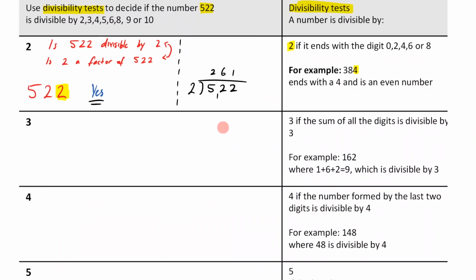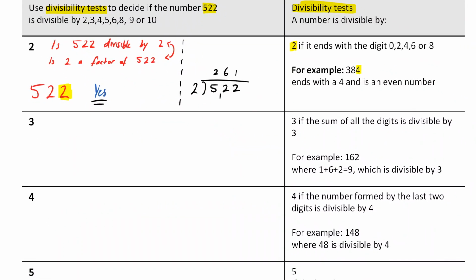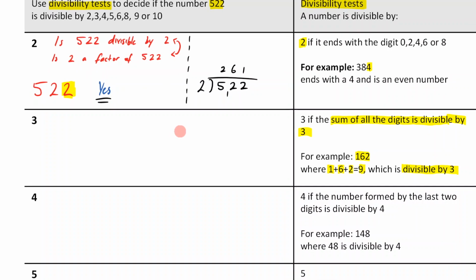All right, let's now go through our next one, which is the divisibility of 3. So a number is divisible by 3 if the sum of all the digits is divisible by 3. So this one is actually pretty cool. I think you'll be impressed by it. So for example, if I have 162 and I add them all together, so 1 plus 6 plus 2, that equals 9. And because 9 is divisible by 3, that means the entire number here, 162, is divisible by 3. I don't know about you, but that's pretty cool.